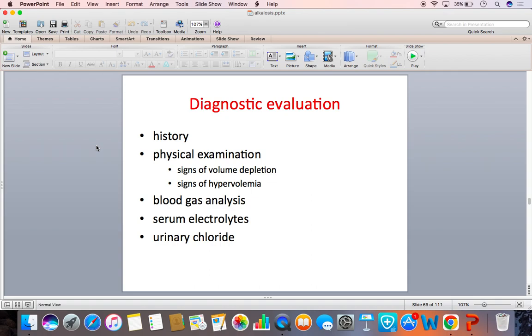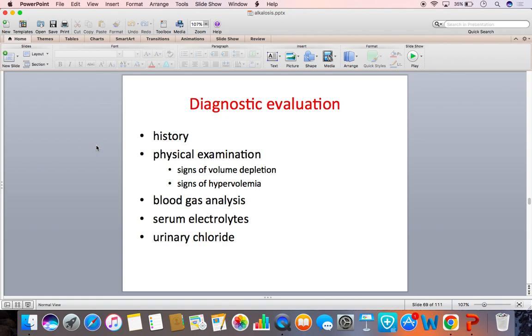Having taken the history, go for the physical examination. Look for signs of volume depletion or signs of hypervolemia. Signs of volume depletion are dehydration, hypotension, or shock. Signs of hypervolemia are breathlessness, respiratory distress, and basal crepitations.